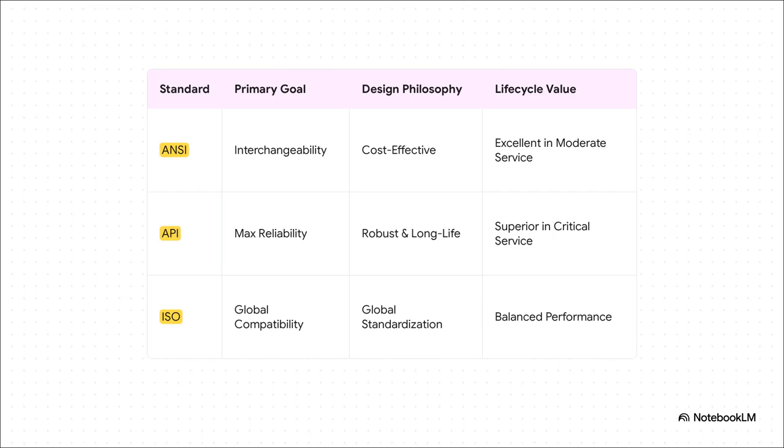ANSI's goal is interchangeability, making it a fantastic value for moderate, everyday services. API's goal is maximum reliability, which, yeah, it's more expensive up front, but it often delivers a lower total cost in critical applications because you have less downtime and fewer repairs. And ISO? It strikes a balance, offering that global compatibility with performance that you can often spec up to be nearly as robust as API.